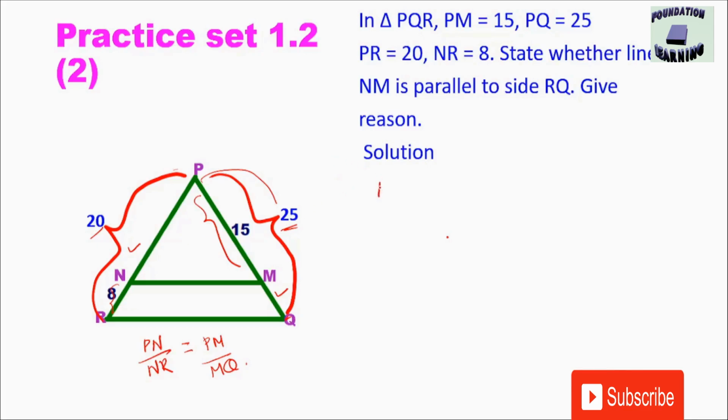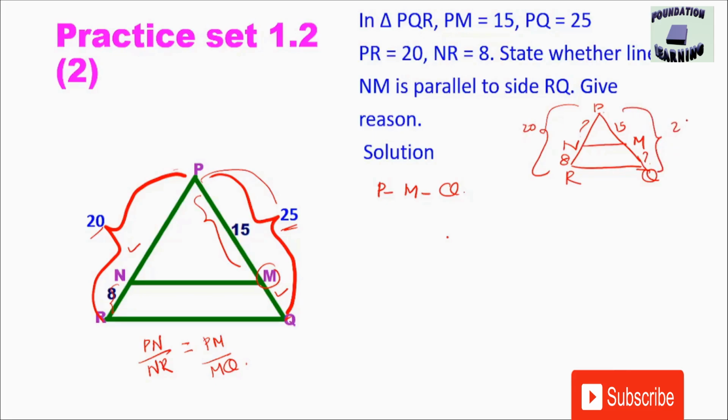So here M is between P and Q. You have a triangle PQR and you have this point M here and N here. The value of this is 15. This value we don't know. NR is 8. This value we don't know, but the entire side PR is 20, and PQ is 25.